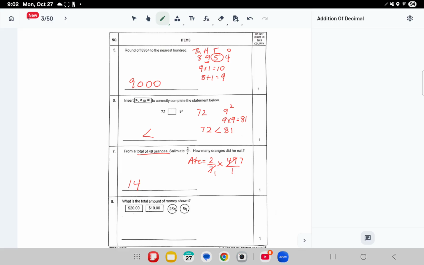What is the total amount of money shown? To calculate the total, we add, so answer will be 20 plus 10 plus 25 cents plus 5 cents. And that will give us a total of $30 and 30 cents.